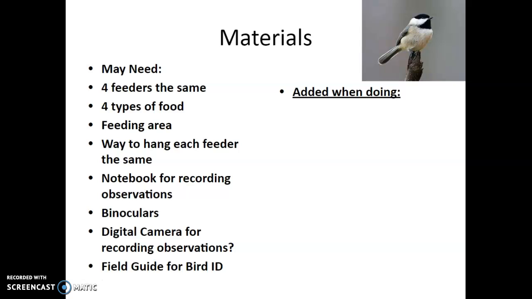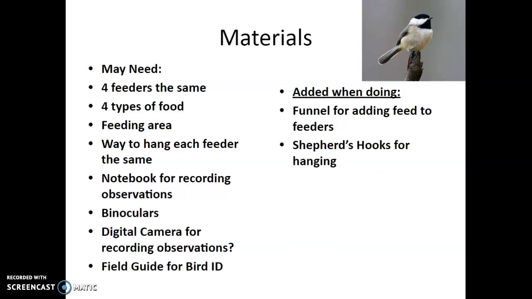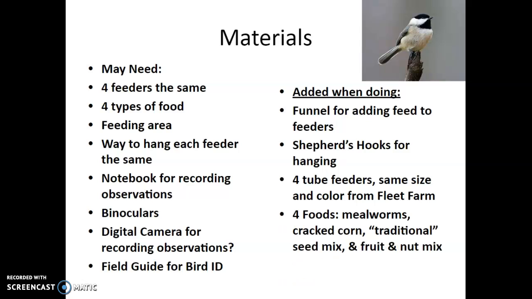Then added when I was actually doing the experiment: a funnel for adding feed to the feeder so it didn't spill everywhere. I had a bunch of matching shepherd's hooks for hanging the feeders, so they would hang the same height and in a similar fashion out in the yard. I ended up with 4 tube feeders that were the same size and color from Fleet Farm, and they weren't too expensive. And then I ended up with my 4 foods: mealworms, cracked corn, traditional seed mix, and a fruit and nut mix.